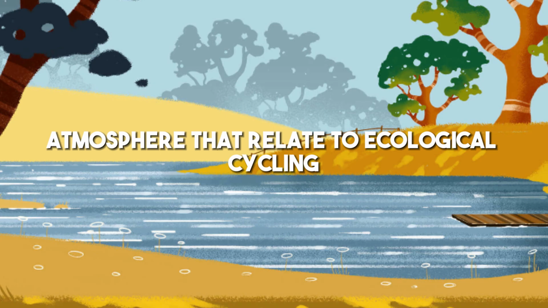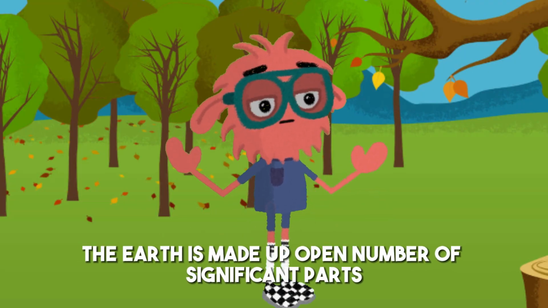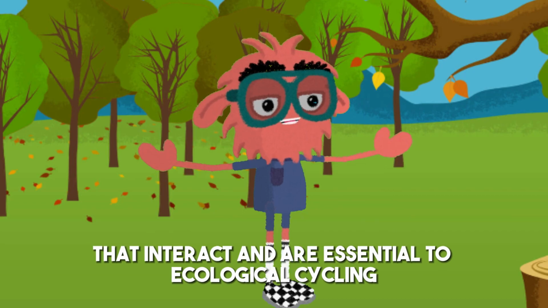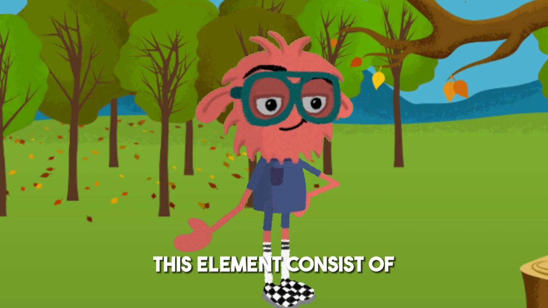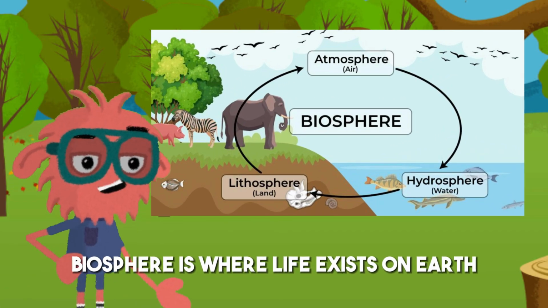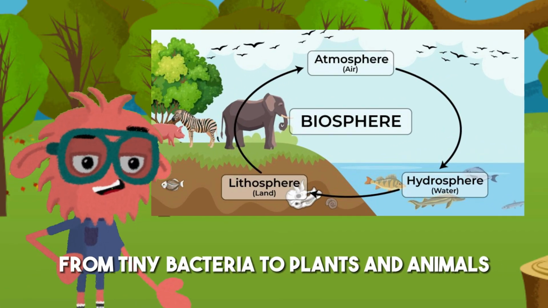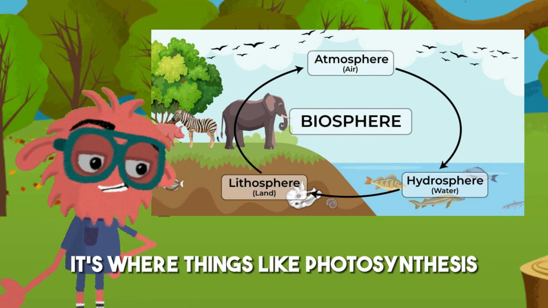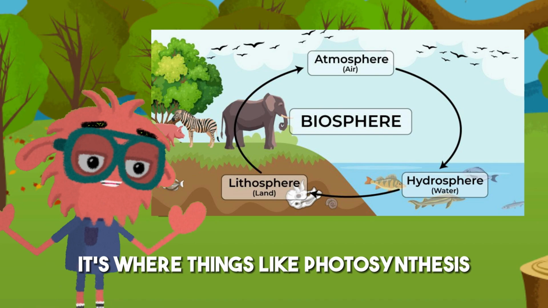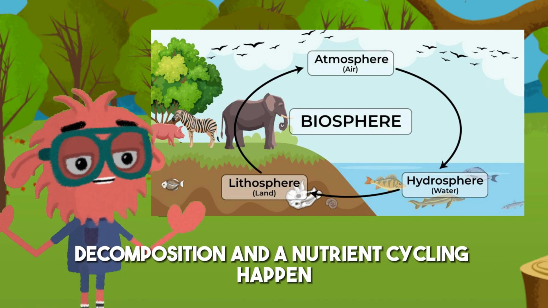Now let's move on to the major components of the Earth, such as the biosphere, lithosphere, hydrosphere, and atmosphere, that relate to ecological cycling. The Earth is made up of a number of significant parts that interact and are essential to ecological cycling. These elements consist of the biosphere, which is where life exists on Earth, from tiny bacteria to plants and animals. It is important because it's where things like photosynthesis, decomposition, and nutrient cycling happen.